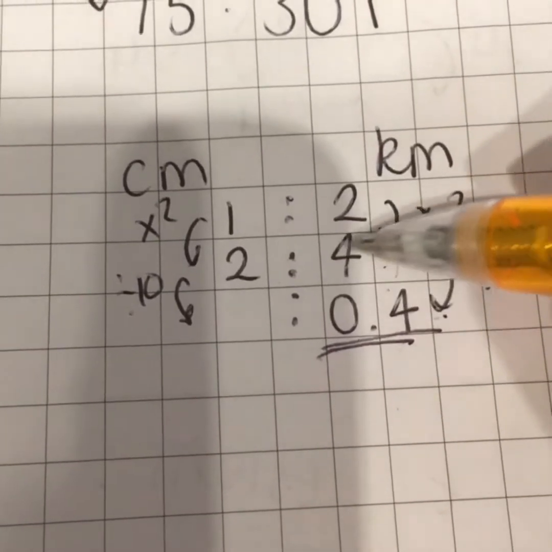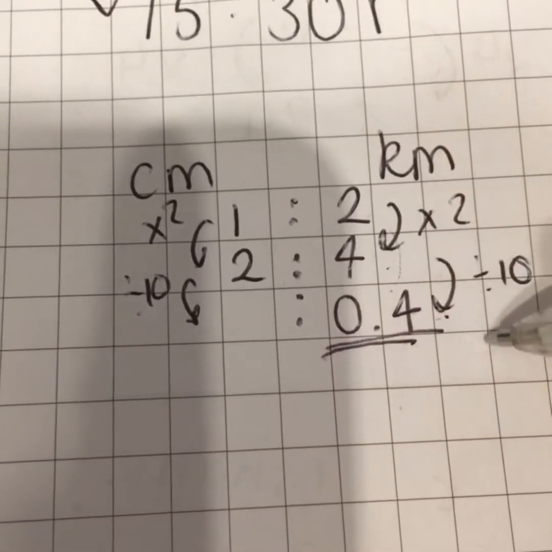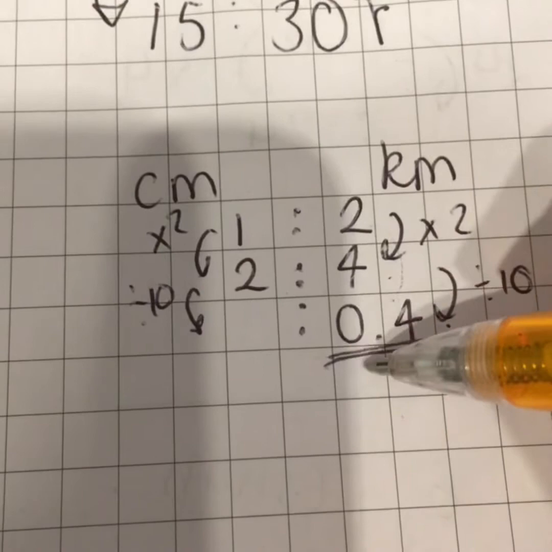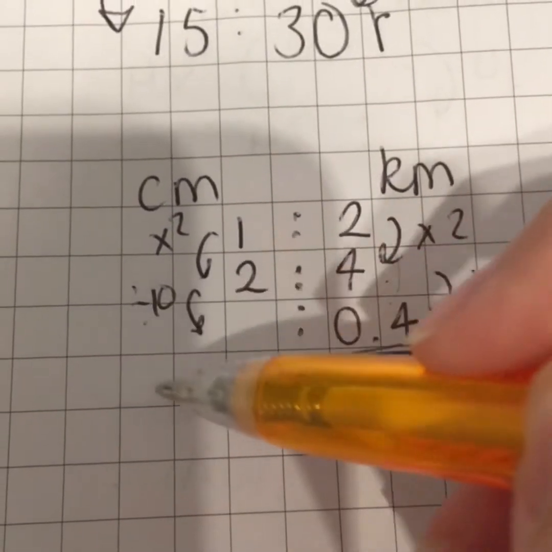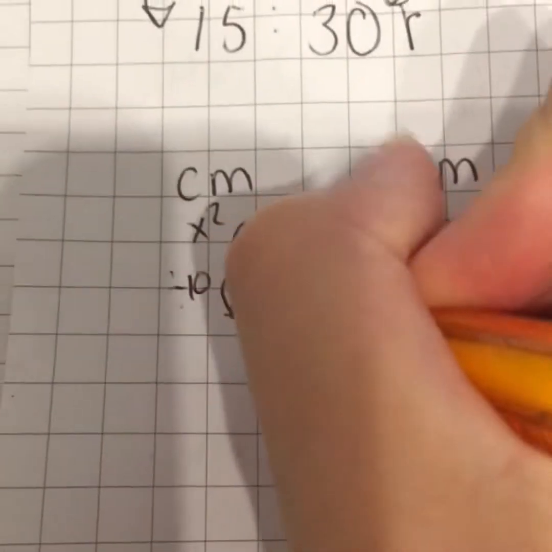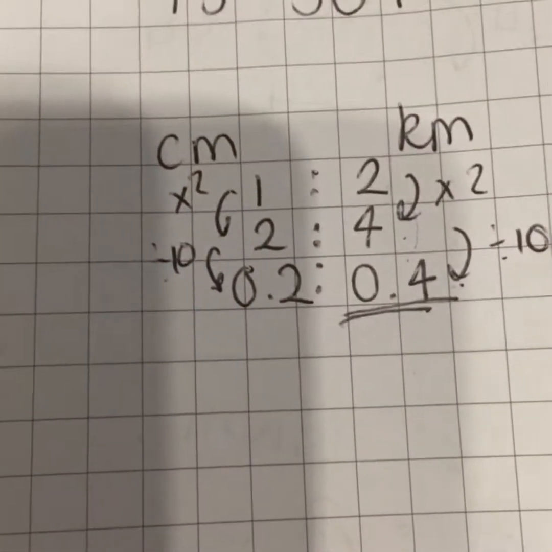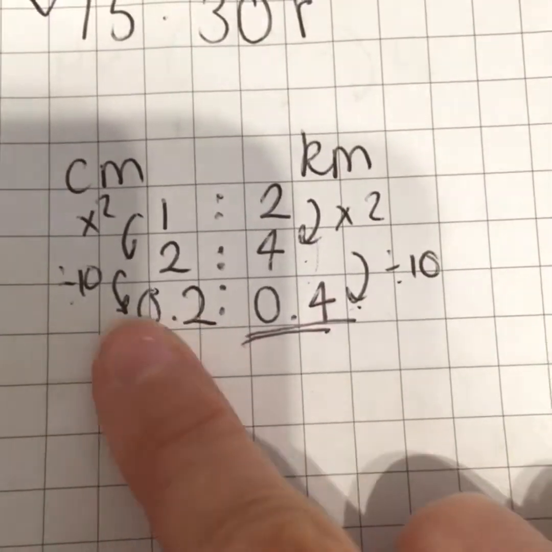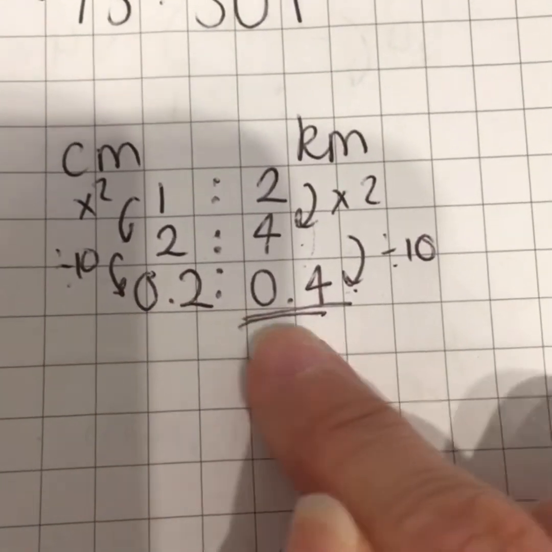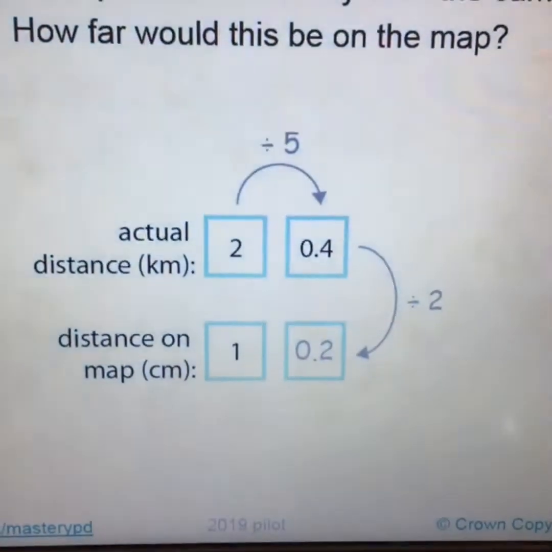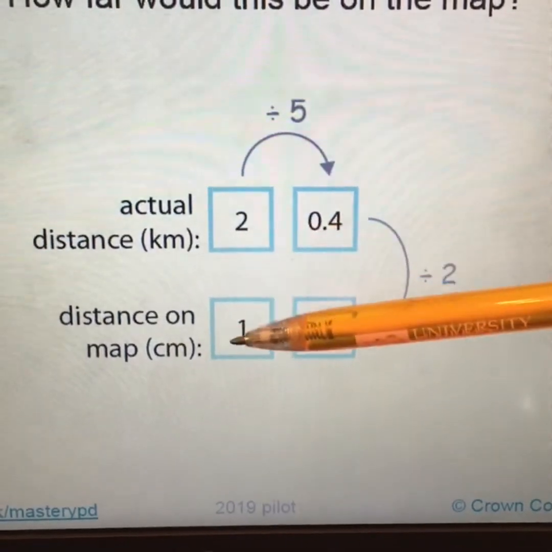Then I'm dividing 4 kilometres by 10 to get to 0.4 kilometres. So we need to divide this by 10 as well. 2 divided by 10 is 0.2. So I know that 0.2 of a centimetre is the same on this map as 0.4 kilometres. So here, again, this is the horizontal way. So here's your ratio of 2 to 1.